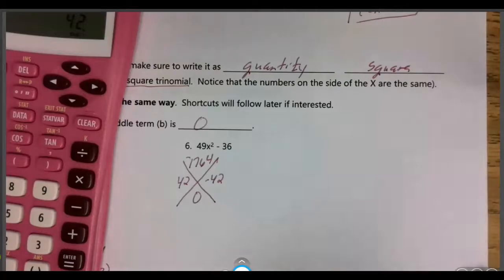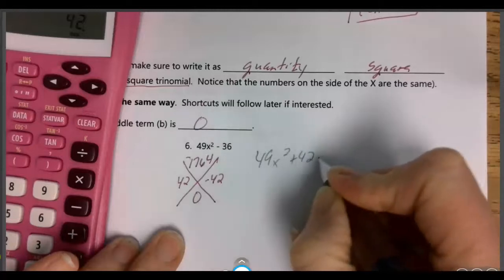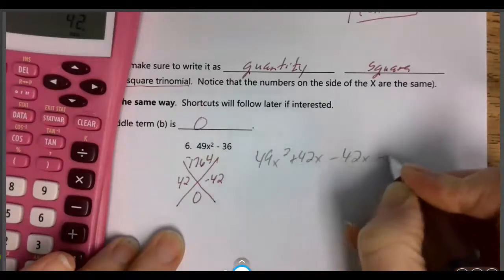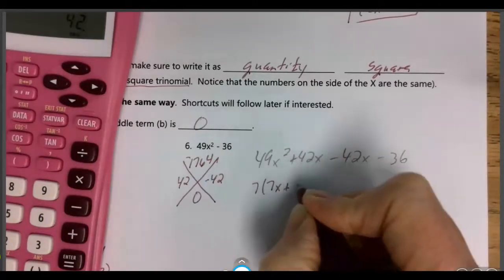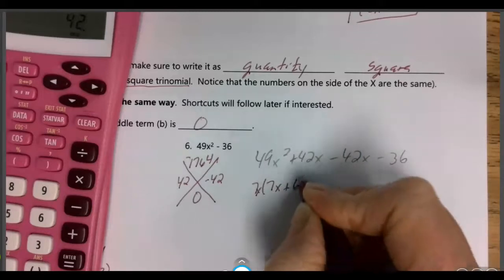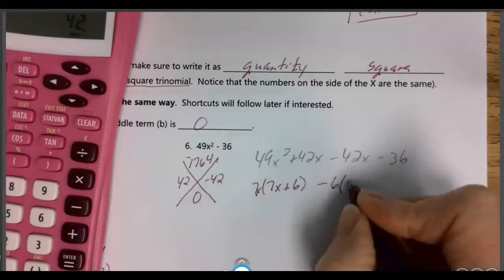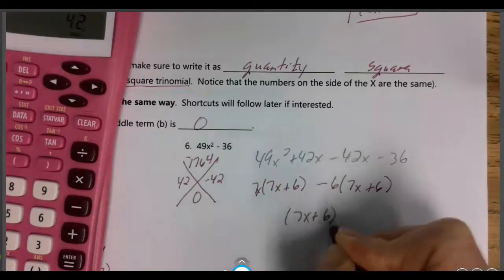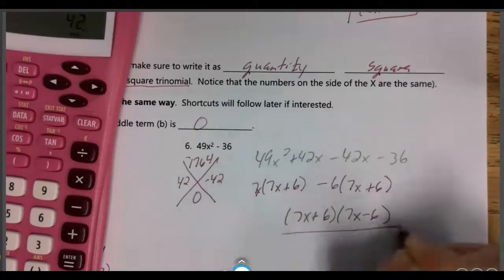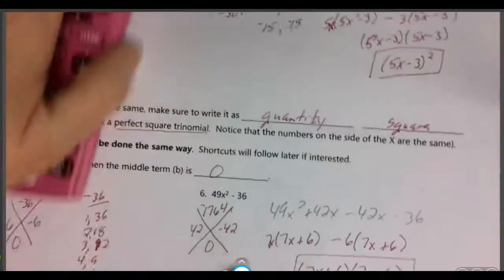Okay, so now we're going to have 49x squared plus 42x minus 42x minus 36. Factor by grouping. Third term is negative. So I get 7x plus 6, 7x minus 6. Okay, so notice AC method works no matter what. Let's look on back. I'm going to talk to you through the shortcuts.